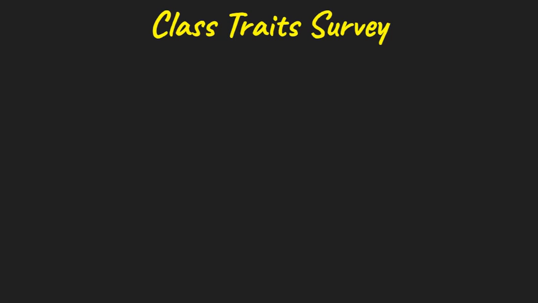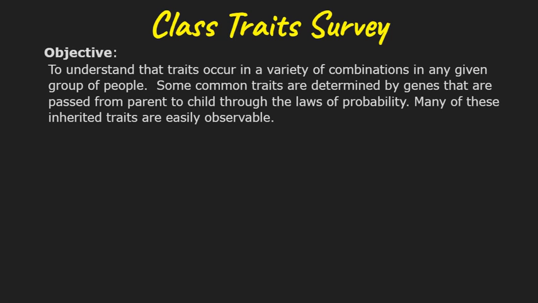So our survey and this lab, and it is going to be a lab, and I'm going to give you actually 2 lab grades from this, but the objective is to understand that traits occur in a variety of combinations in any given group of people. So for our purposes, each class is going to be a population, a small population, but it's going to be a population. Each class is going to get their own data. So that's our group of people.